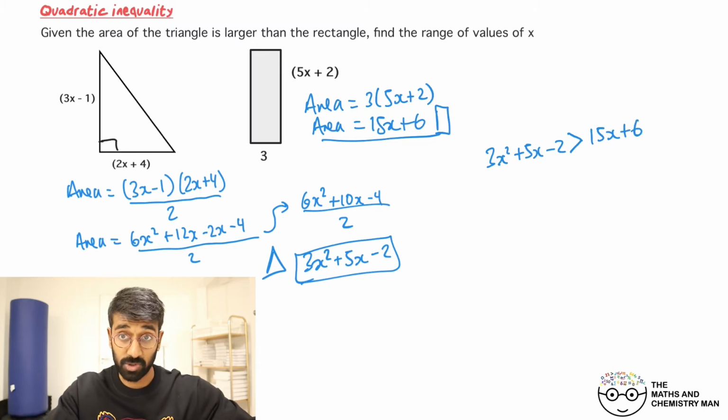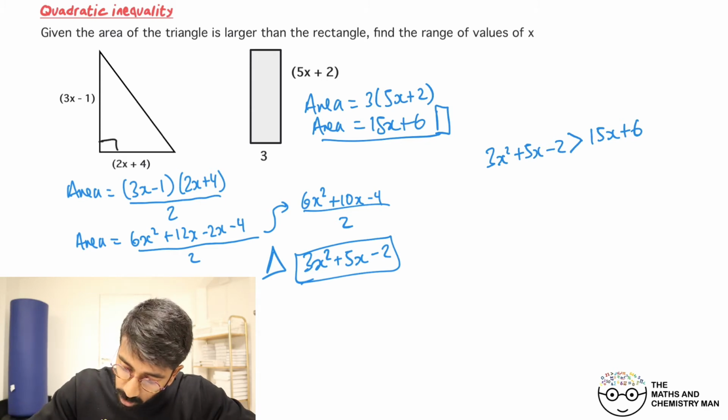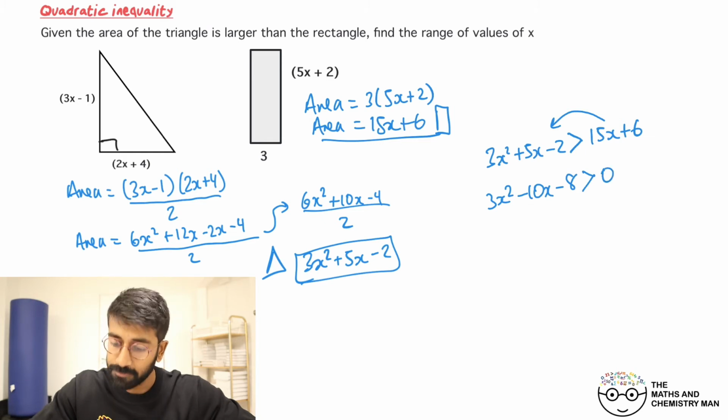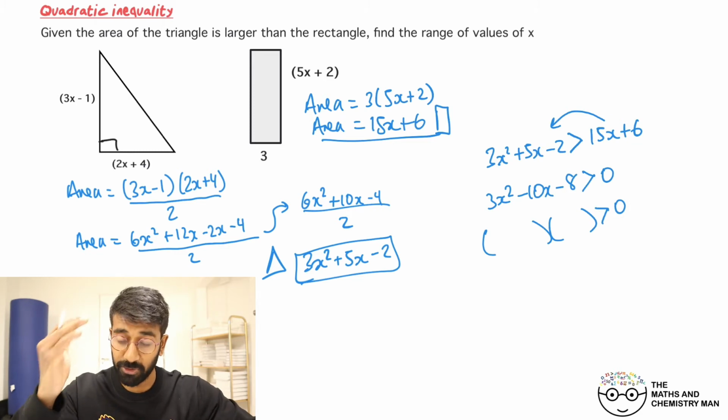What is this? This is a quadratic inequality. We need to bring everything to one side. So I'm going to take everything over to the left-hand side. So we'll have 3x squared, and that's going to be minus 10x, and then minus 8 is greater than 0, if you bring that all over. Next thing we'll need to do is try and factorize it. So again, lots of different methods to factorize. If you do not know how to factorize, make sure you check out my video on factorizing.